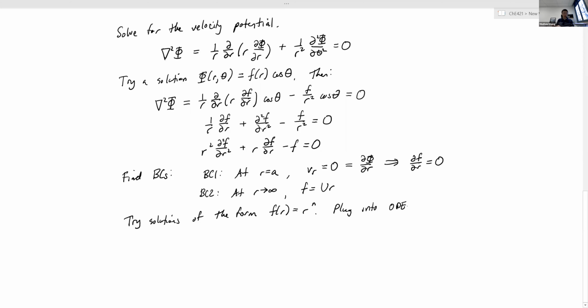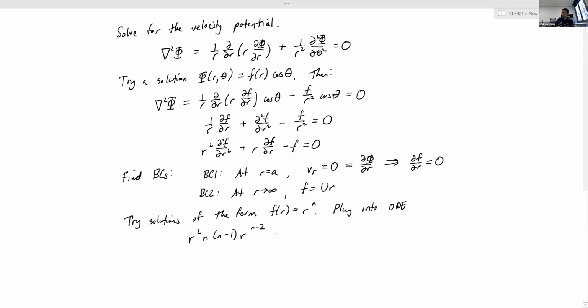If we plug this into the ODE, then two derivatives of r to the n is n times n minus 1 r to the n minus 2, right? Chain power rule for derivatives. And so what we have is r squared times two derivatives of this, so you get n times n minus 1 r to the n minus 2.